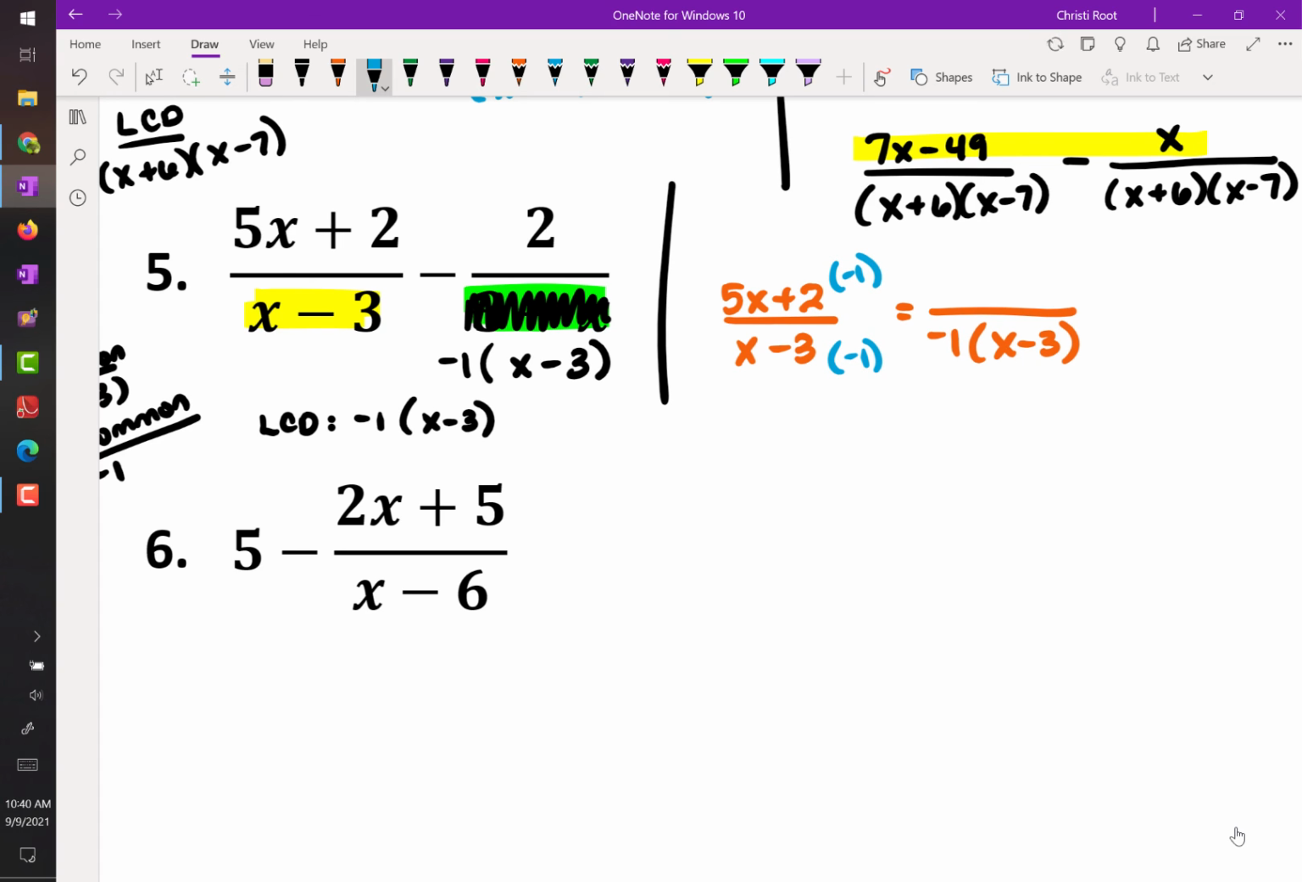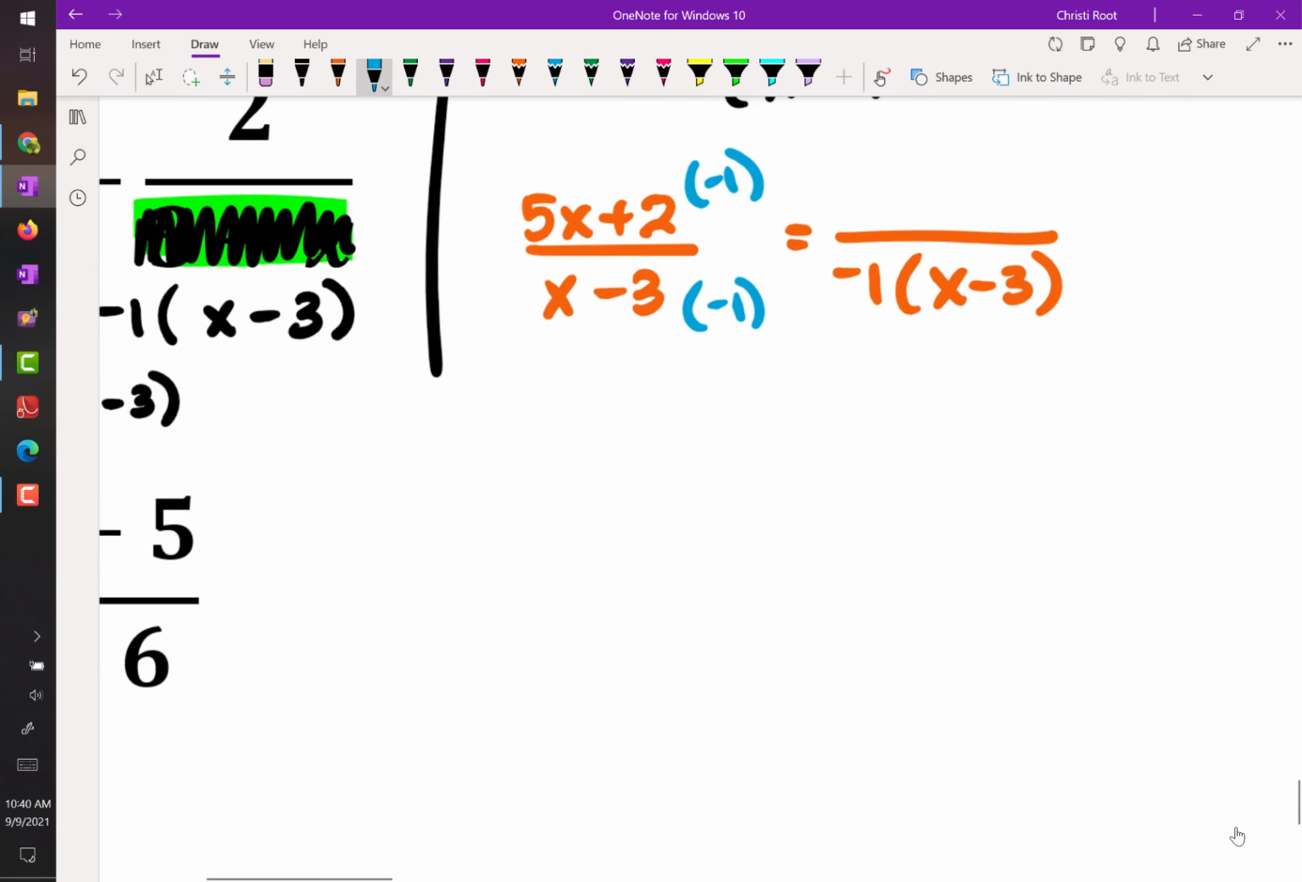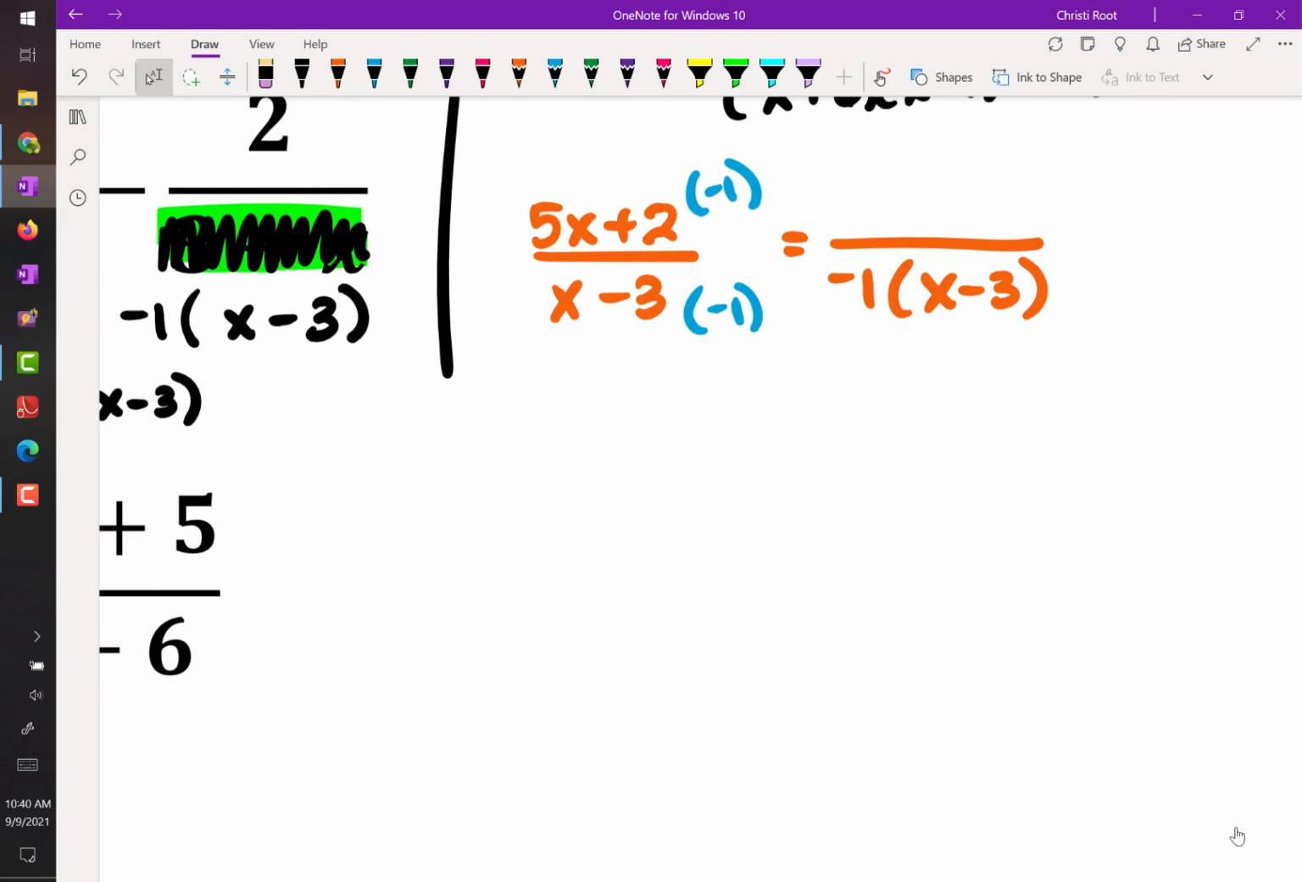And this really hasn't happened yet, but you notice how the top is a binomial. So if the top is a binomial and you're multiplying by -1, that means you will have to distribute the -1. So the whole entire numerator needs to be multiplied times -1. So I get -5x minus 2.